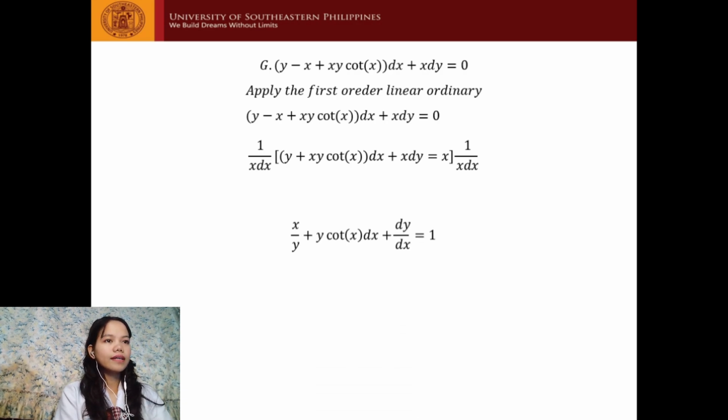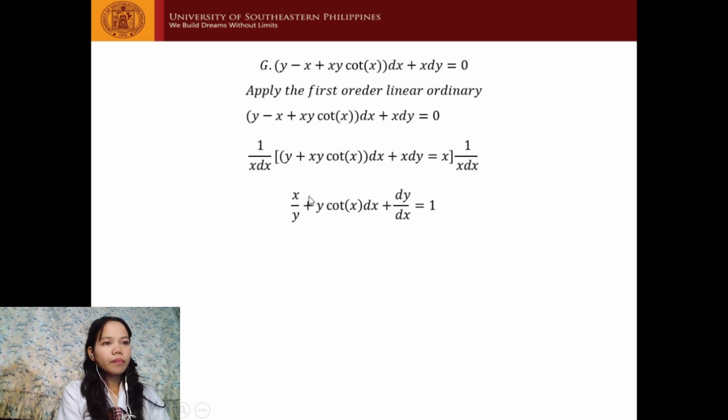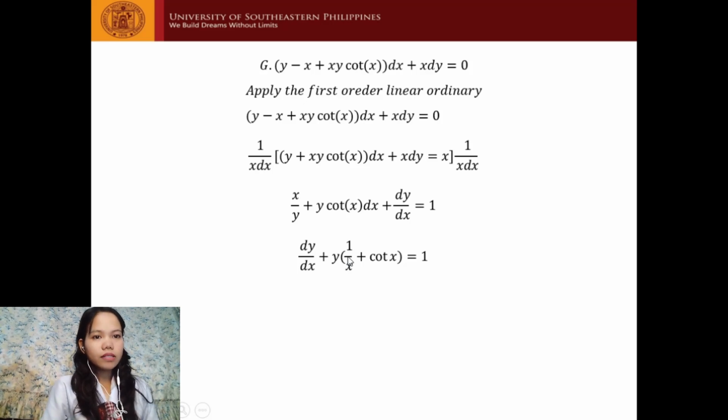So what we have right now is that x over y plus y cotangent of x with respect to x plus dy over dx equals to 1. So for this one, we need to factor out y. Now, what we have is dy over dx plus y multiplied to the quantity of 1 over x plus cotangent of x equals to 1.